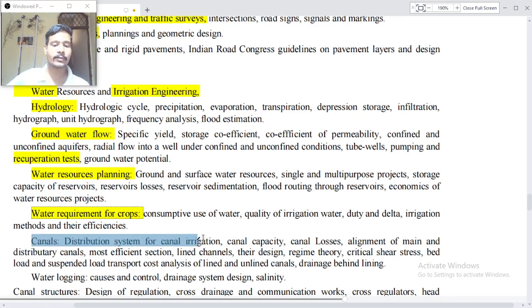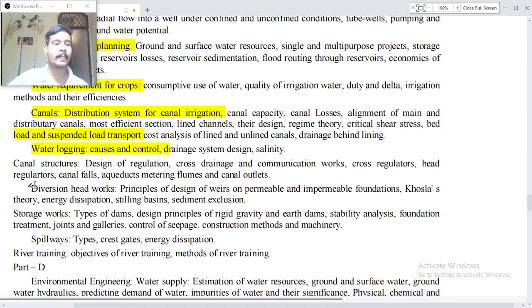Canals, distribution system for canal irrigation, canal capacity, canal losses, alignment of main and distributary canals, most efficient section, lining of channels and their design. Regime theory: critical shear stress, bed load and suspended load, transport, cost analysis of lined and unlined canals, drainage behind lining, waterlogging causes and control, drainage system design, salinity, canal structures design and regulation, cross drainage and communication works, cross regulators, head regulators, canal falls, aqueducts, metering flumes, and canal outlets.